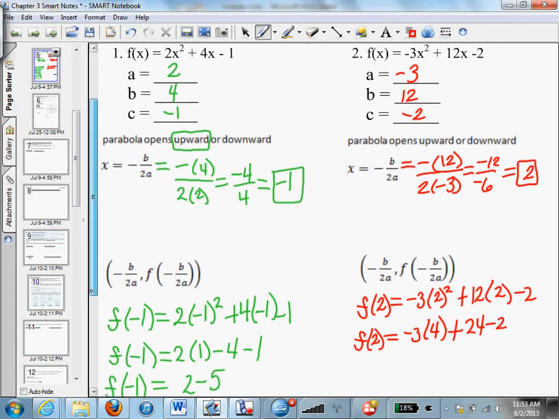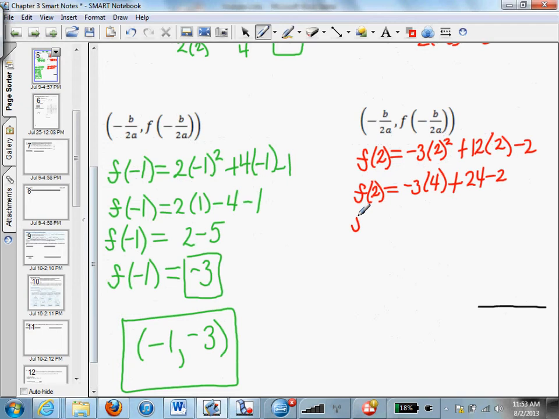So let's continue to simplify. f of 2 equals negative 3 times 4 is negative 12. Okay, and then over here, 24 minus 2 is going to be 22. So f of 2 equals 10.